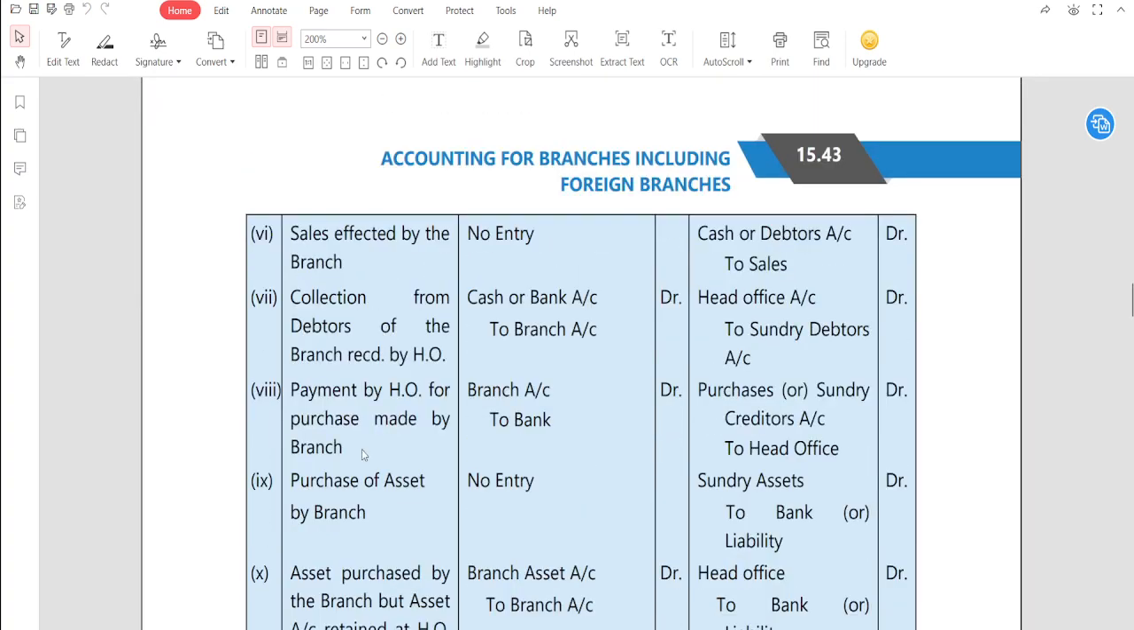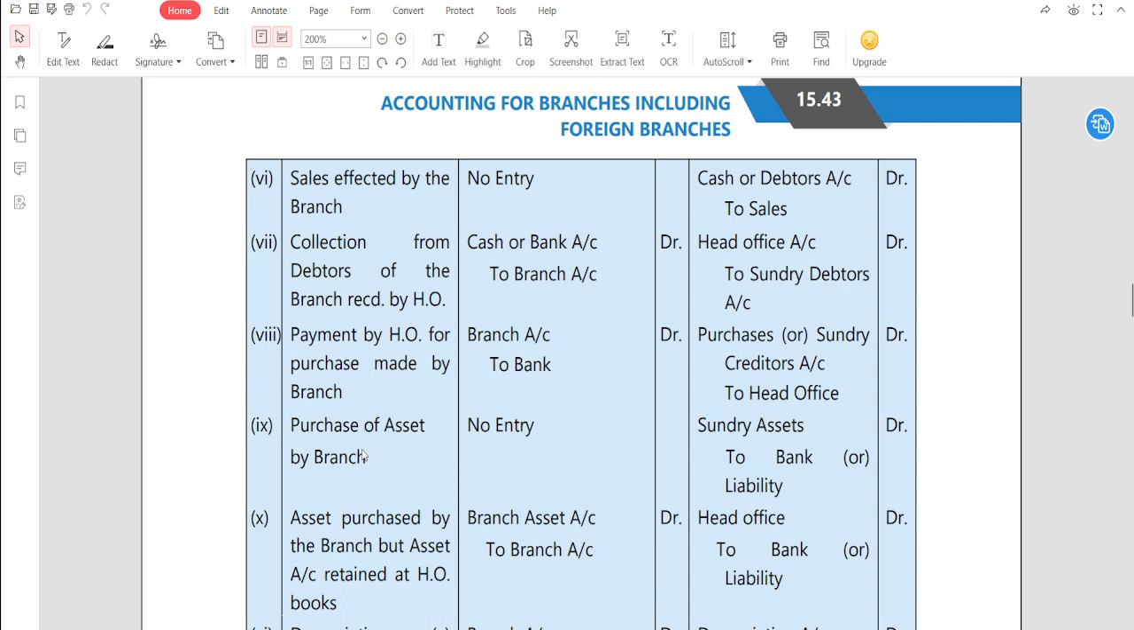Let's move ahead. Now, payment by HO for purchases made by the branch. I am repeating again: payment by the HO for purchases made by the branch. So HO paid the expenses made by the branch. So branch account debit to bank, because the branch is like a debtor for whom HO makes the payment. So branch is debited and cash goes out, that's why bank is credited. And on the right hand side, in the books of accounts of the branch, purchase is debited and creditor is debited to head office.